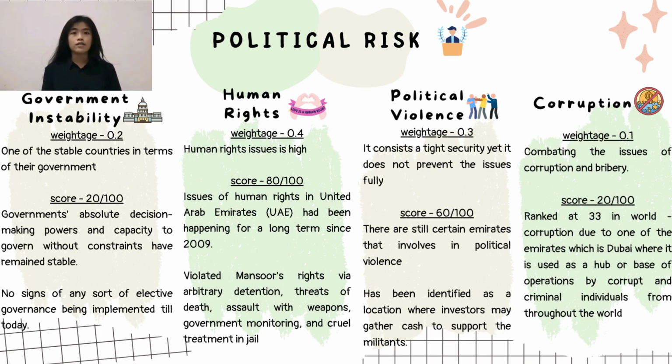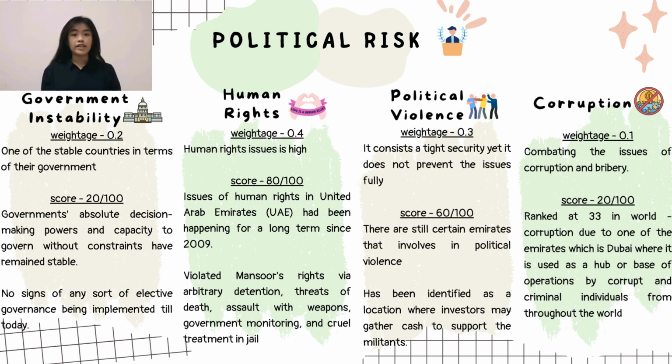For example, in recent years, on 7 January 2022, there was a case about Ahmed Mansour, who published a jail letter outlining his maltreatment in custody in July 2021. When Mansour was in jail, UAE officials refused him medical treatment, and throughout many years, the UAE violated Mansour's rights via arbitrary detention, threats of death, assault with weapons, government monitoring and cruel treatment in jail. Thus, the human rights total score is 32, which is the highest among all, and this brings a big impact on the political risk.